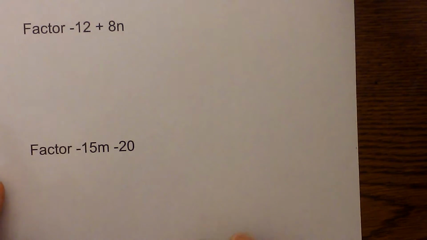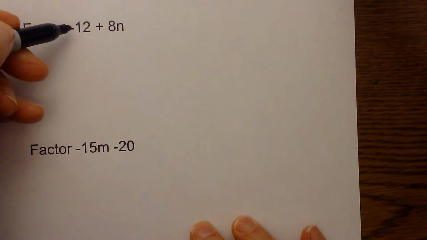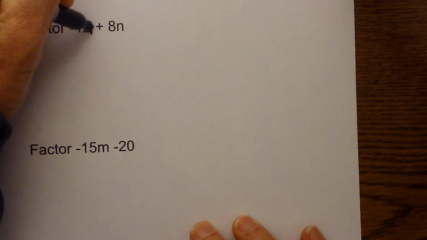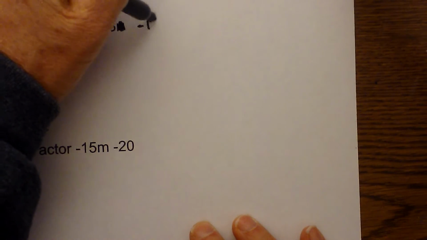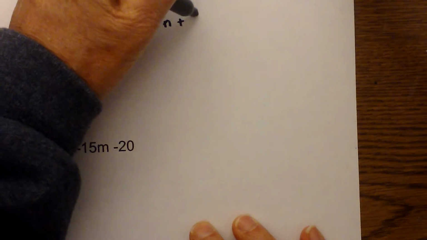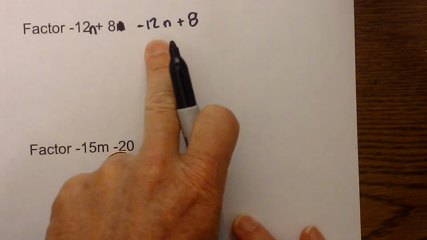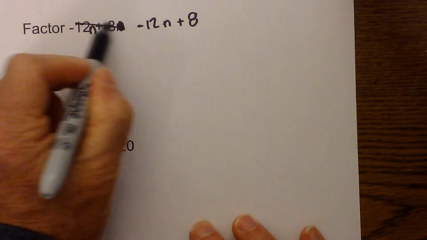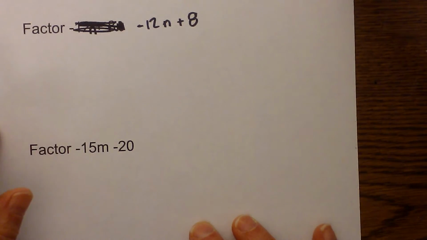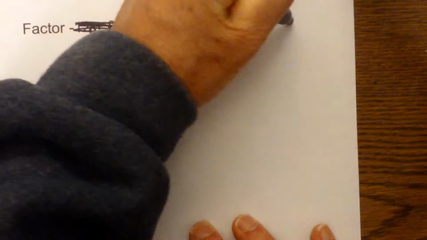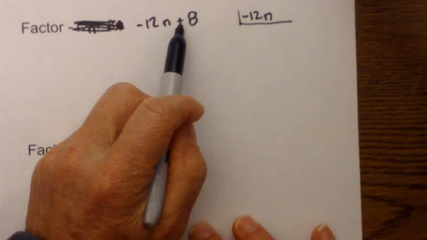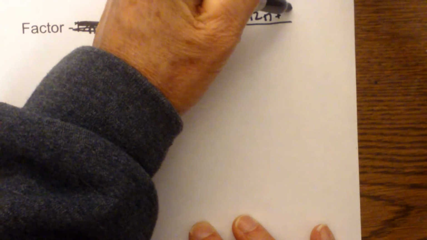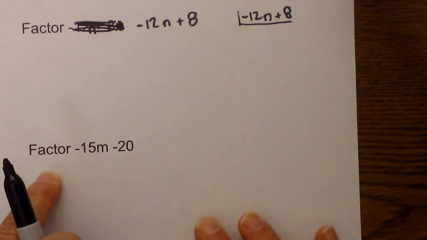Okay, let's go ahead and now look at some that are a little bit trickier, but they're still really not that difficult. Let's factor negative 12n plus 8. I'm going to rewrite this, because I want a negative lead coefficient. So I'm going to write this sled out, and I'm going to put negative 12n. And whenever I have negative numbers, it gets a little tricky. I'm going to go ahead and write the signs in.